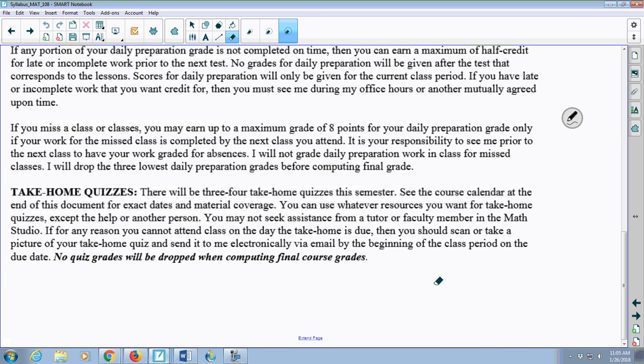All right. Take-home quizzes. All your quizzes will be take-home. You can use whatever resource you want, Khan Academy, anything you want, except you cannot use a student in the class or a student at UMass or a math faculty or a studio personnel. It's your work, okay? And you're on the honor code to do that.